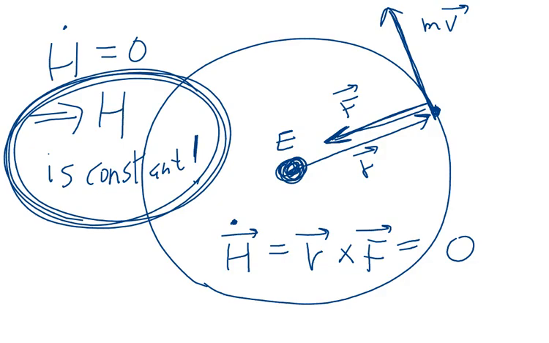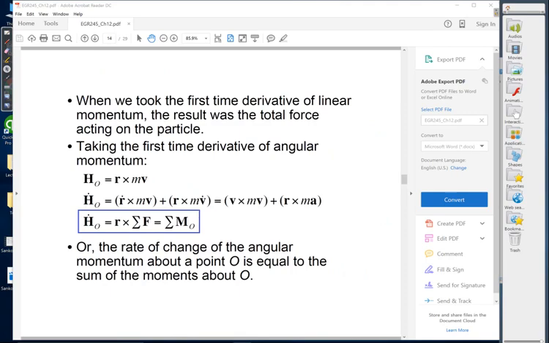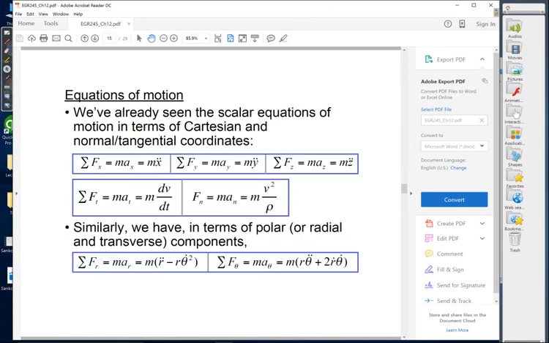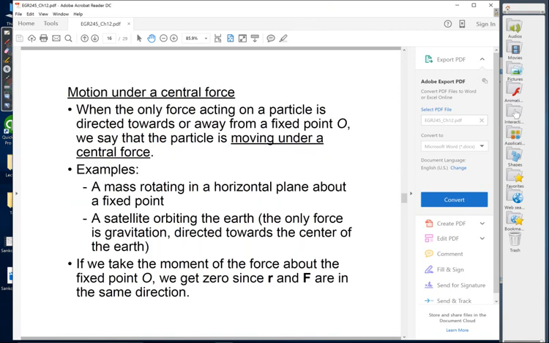Okay? So r cross mv is constant in any orbit problem. And that is one of the most important principles when it comes to these orbit problems. And that is actually the hallmark feature, right? It's the most important feature of angular momentum in orbits.